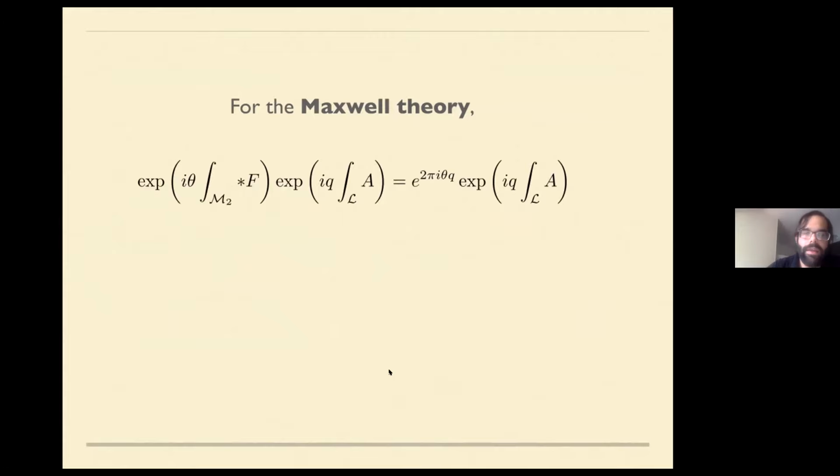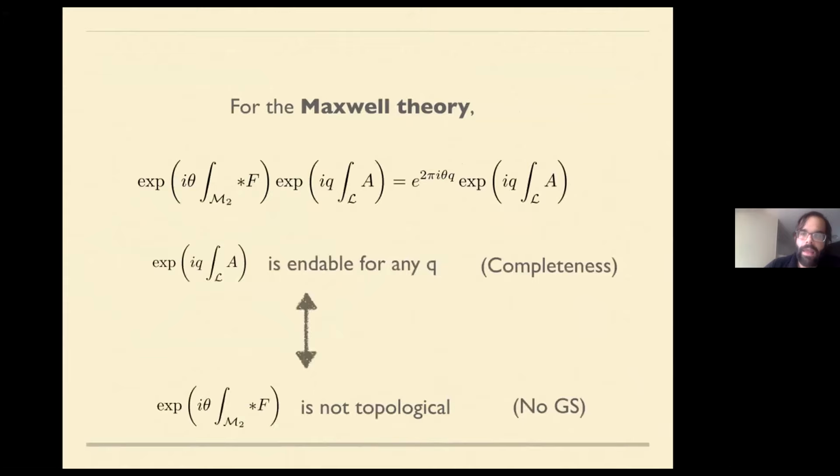So what I drew here is the particular phase that you get for the line operators in Maxwell theory, braiding with the topological electric symmetry operators. And you can see by just looking at this phase that if you want to have some operator that is non-topological, it better be that the spectrum is not complete. So you don't have Wilson lines for any Q that can end or vice versa. So for this particular theory, these two statements are one and the same. Completeness and no global symmetries are the same.